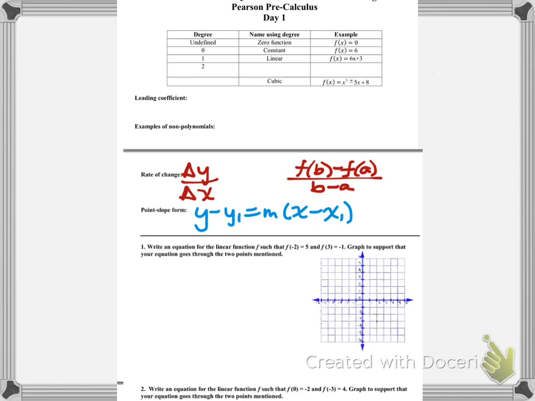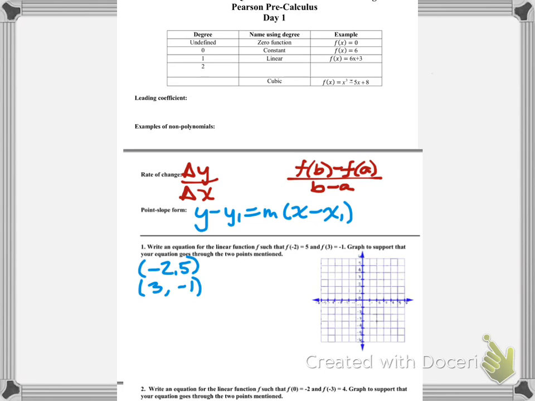Number 1 in the example says, write an equation for the linear function f such that f of negative 2 equals 5, and when the function is at 3, the y value is negative 1. That's all that's saying. Graph to support your equation that goes through those 2 points. Let's figure out these 2 points. When x is negative 2, y is 5, so your first point is negative 2, comma 5. The second point, when x is 3, y is negative 1.